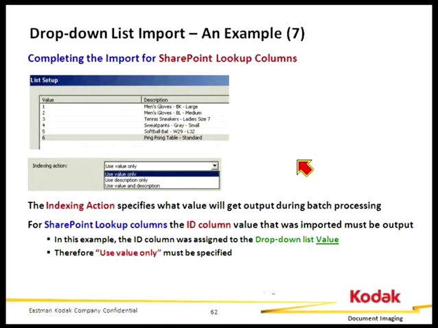The end user experience will always display the value and description. When you output the batch, the indexing action says what's going to get output to my index file, or to my SharePoint site, or to my downstream system. If I had the ID from SharePoint as the description, then I would make sure I use description only on output. Again, I can sort the list by clicking on the column to make it easier for somebody to find something in the list.